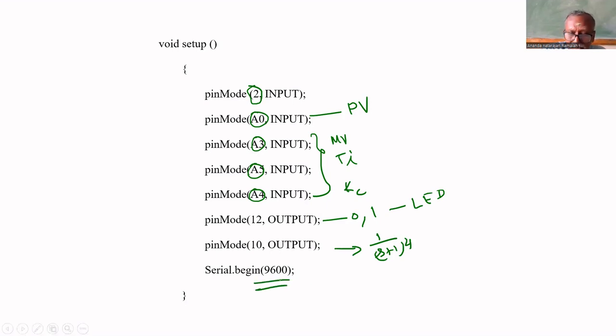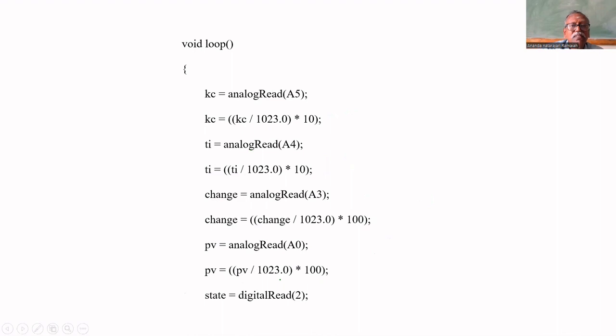Then baud rate is 9600. Then this is the infinite loop. In the loop, you always have to put an infinite loop. We have to put 1 inside. Kc equal to, we are going to read that Kc, that is A5.